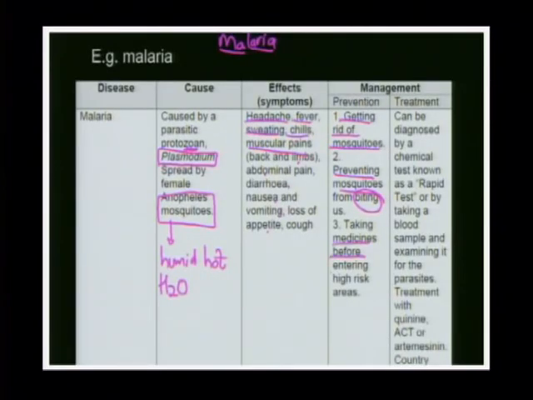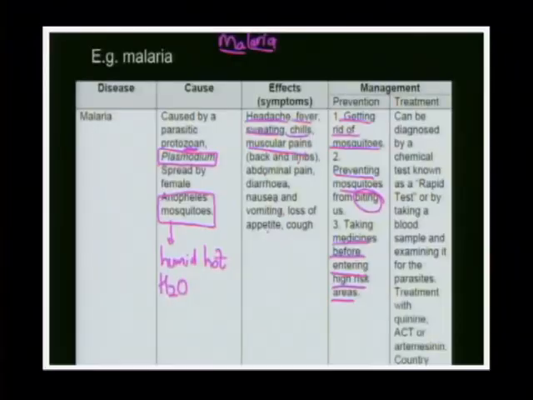Taking medicines before you enter a high-risk area. Now this is incredibly important. Should you decide to go further north during the summer season, you should go to your doctor first and ask for preventative medicine. Preventative medicine for malaria is called prophylaxis. There are a number of different types of these pills available, and some of them you will need to start a few weeks before you go on holiday. Some are every day. Ask your doctor for the best kind.